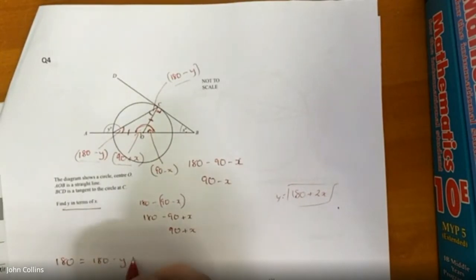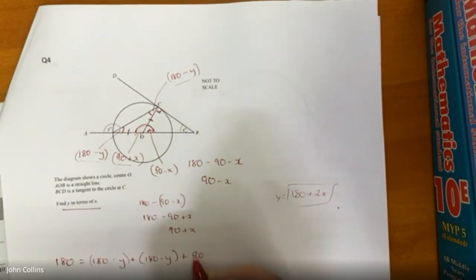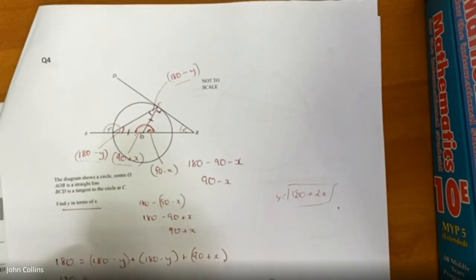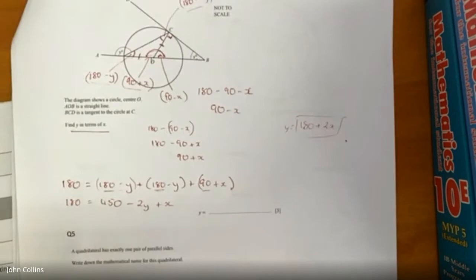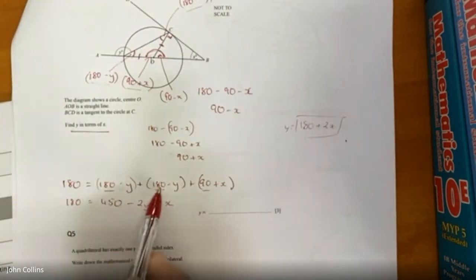180 minus y plus 180 minus y plus 90 plus x. So I get 180 is equal to, I think we get 180 plus 180 plus 90, that's 360 plus 90. What's 360 plus 90? 450? 450. There's minus 2 y's and a plus x. Okay, so I just added 180, 180.